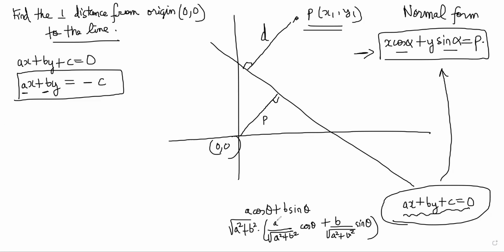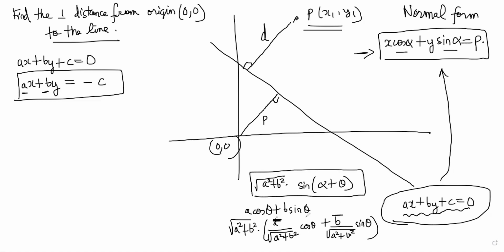This is useful because one of these can be called cos alpha and the other sin alpha, and this can be written as sin of alpha plus theta, right? Because a by root over a square plus b square and b by root over a square plus b square are always less than 1, they can stand for sin alpha or cos alpha, whatever you want. And if one of them is sin alpha, the other one is cos alpha, because the sum of their squares is 1.